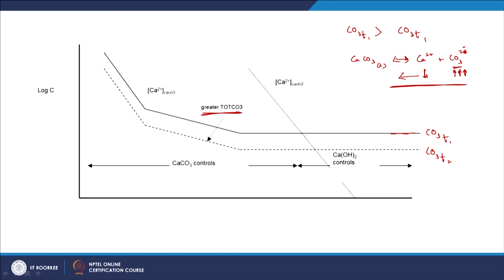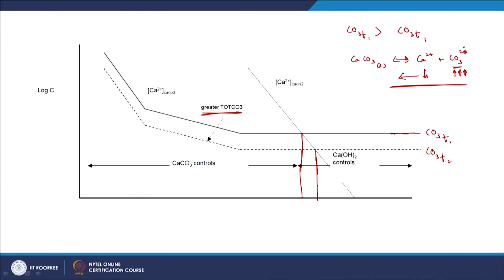And that is why the equilibrium would slightly shift out here. At a particular CO3 total, this is the case where CaCO3 predominates, but when you increase the CO3 total, you see that there is a much higher range at which CaCO3 would precipitate out. Again, this is for our understanding. So let's move on to the other aspect.